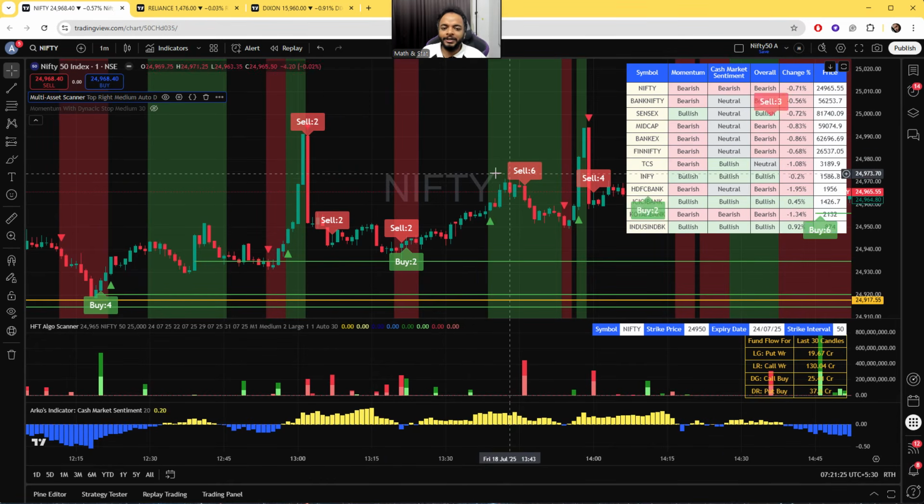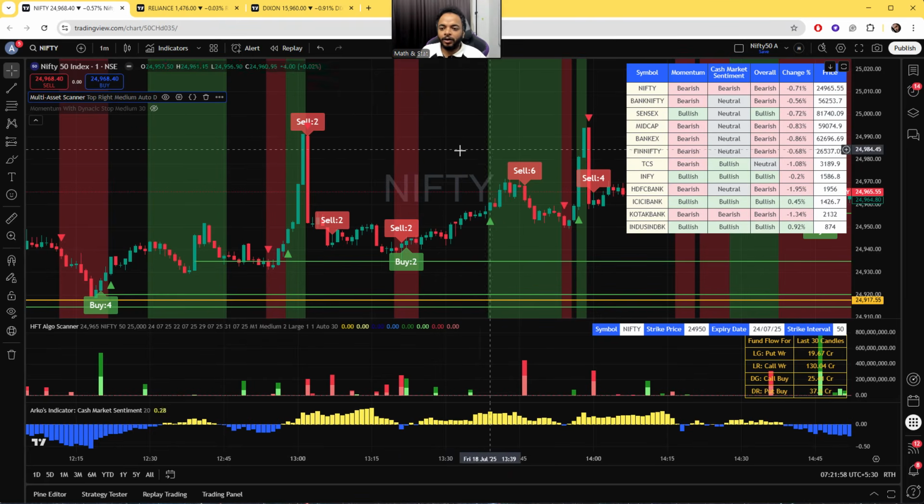Okay, the neutral means the overall thing is neutral, so that means there is a clash between the two. Because here in this region, if you see, the cash market sentiment is positive, but the momentum is bearish, so that's why it's neutral. There is a clash between these two indicators, and that's why it's neutral. And again, if overall is bullish, the background will be green, and if overall is bearish, you'll get the background to be red.